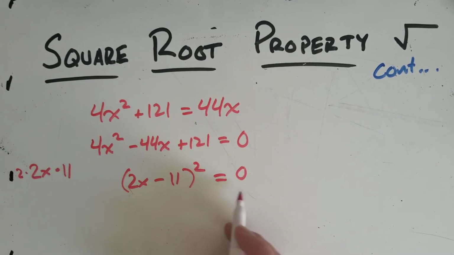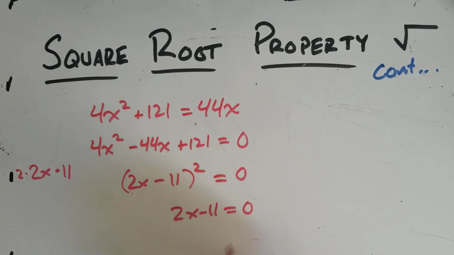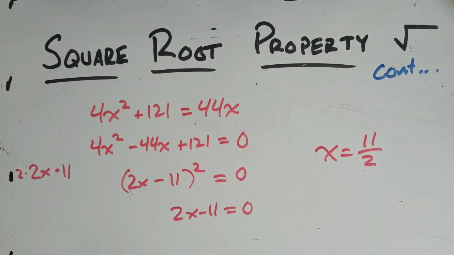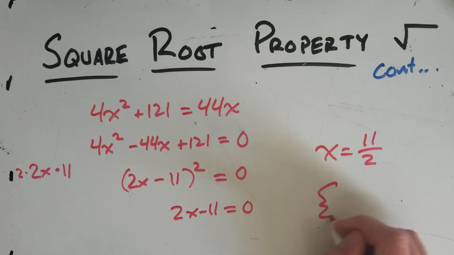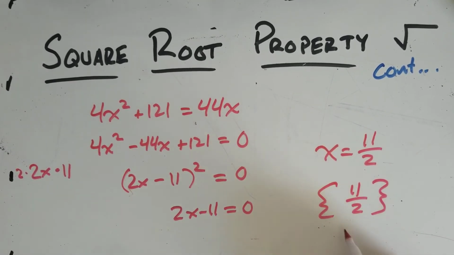And you can use the square root property if you want. You can use the zero product property. You can kind of think about it logically. If you have 2x minus 11 squared is 0, well, what squared equals 0? 0 squared is 0, so 2x minus 11 has to equal 0. Then you add your 11 to both sides, divide by 2, so x is 11 halves. So x is 11 halves, and we only have one solution for this.